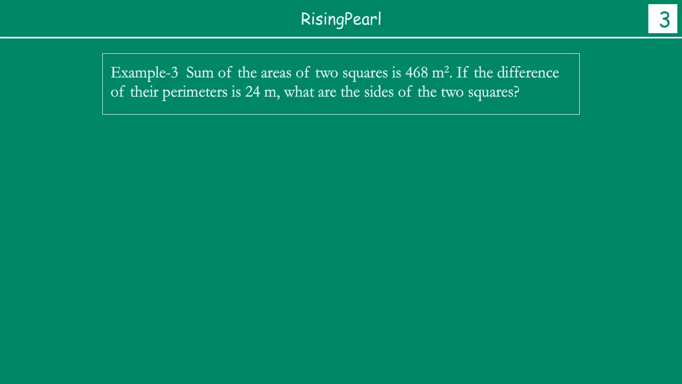But for now, take a look at this question: the sum of areas of two squares is 468 meters squared. If the difference of their perimeters is 24, what are the sides of the two squares? Again, friends, if you try to solve this logically step by step, let the side of the first square be x, and let the side of the second square be y. So the area of the first will be x squared and the area of the second will be y squared.